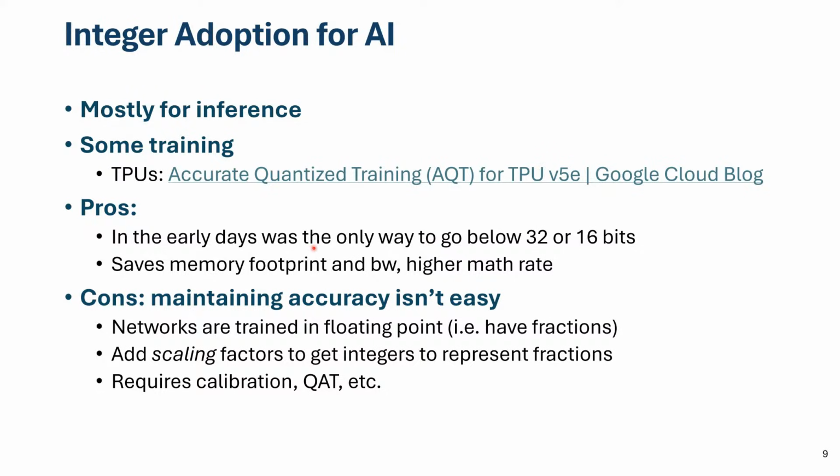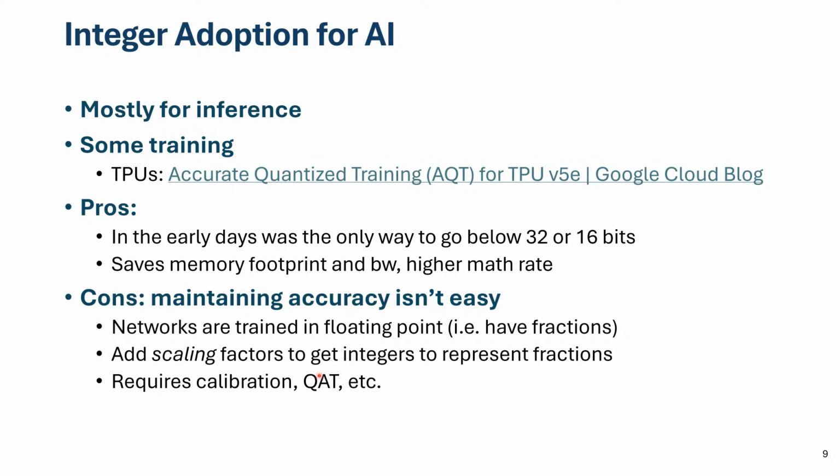Okay. So what are the cons of integers? The main one is that maintaining accuracy isn't easy, even just for inference. Networks are trained in floating point, with some exceptions, which really means that they have fractional numbers, not just integer values. And we can deal with that by adding scale factors. So you can take your integer representation, then have a floating point scale factor, and now you can represent fractions. In the next slide, I'll walk through why you'd want to do that.